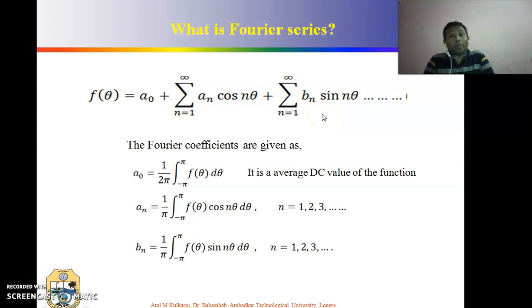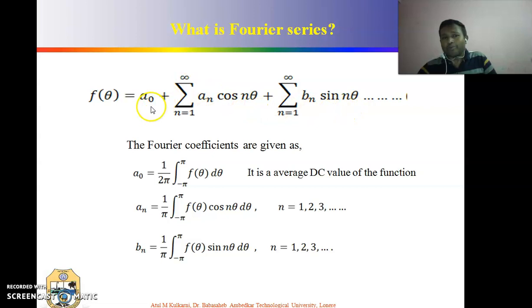And here what we know about Fourier series is, with the help of Fourier series, we are able to decompose any complex periodic signal into a sum of sines and cosines. So if we assume this is a periodic function, then it can be represented in terms of these sines and cosines. This is what Fourier series is.